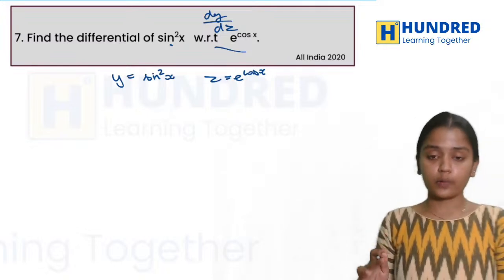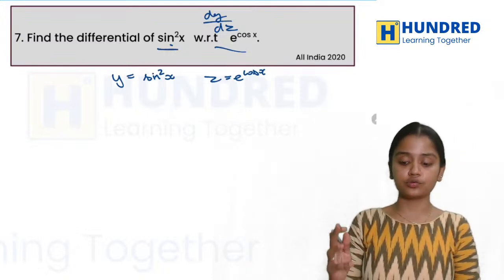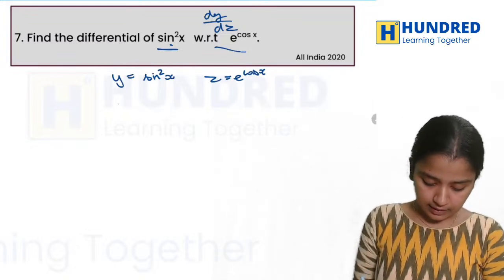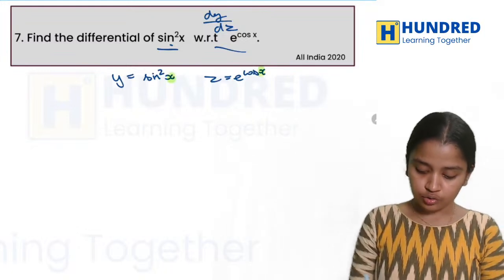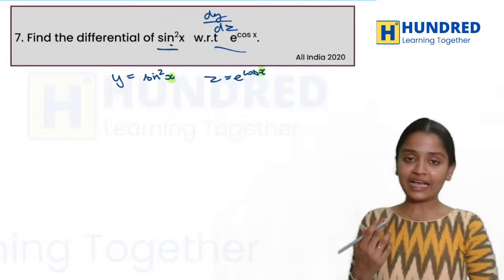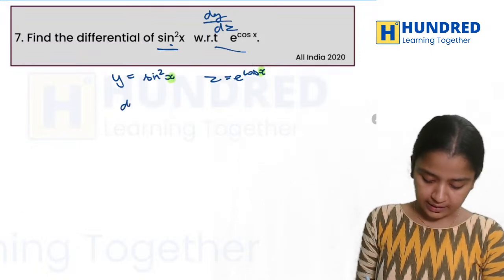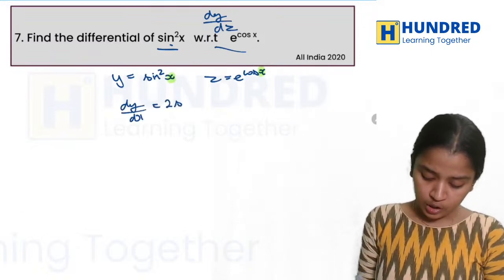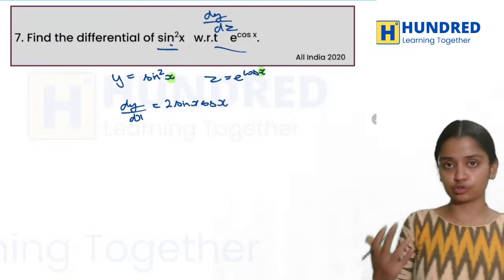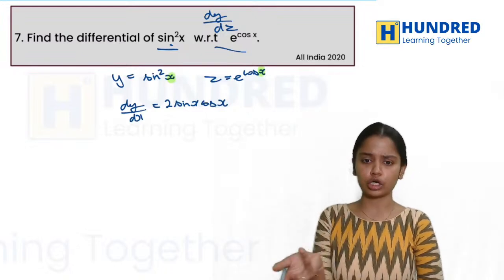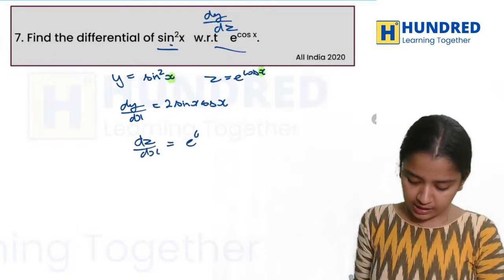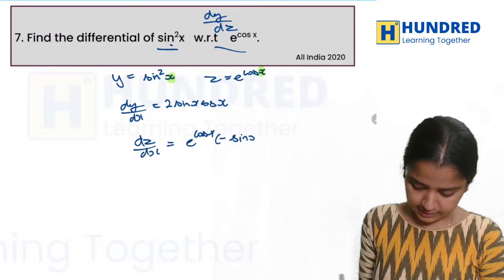Okay, so this is our question. Basically you have to differentiate sin square x with respect to e power cos x. So I have a third variable, which is x. I differentiate y with respect to x, and z again with respect to x. So dy by dx is 2 sin x cos x, by chain rule: differentiating sin square x gives 2 sin x, and differentiating sin x gives cos x. Now dz by dx will be e power cos x into minus sin x.